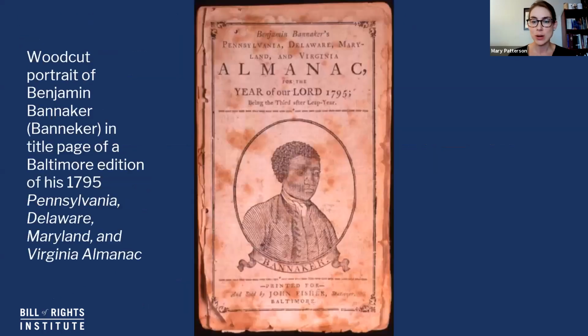So let's go back to our image and think about Benjamin Banneker and what he can tell us about the lives of African Americans in this founding era. Banneker is born free, and his family owns a farm in Baltimore County, Maryland, and they're fairly successful. His maternal grandmother teaches him to read, and for a short time, he attends a Quaker school.